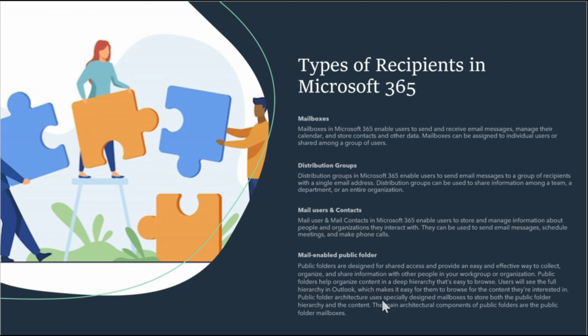Last but not the least, we have mail-enabled public folders. So these are designed for shared access and provide an easy and effective way to collect, organize, and share information with other people in your work group or organization. And the main architectural components of public folders are the public folder mailboxes that store both the public folder hierarchy and the content. Same can be accessed by the users in the Outlook application or in Outlook Web App.